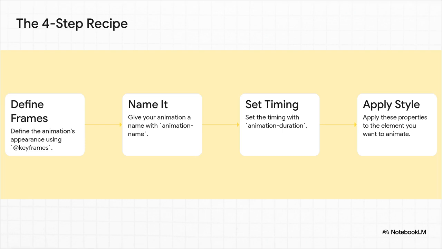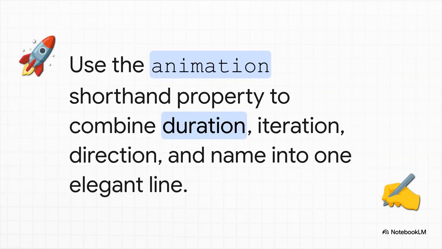That's really it. And here is that power-up I promised. Instead of writing out each property on a separate line, you can use the shorthand animation property. Here, we've combined the duration, the iteration count, the direction, and the name all into one single elegant line. It does the exact same thing as our previous code, but it's just so much cleaner.